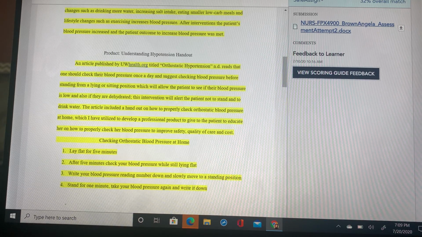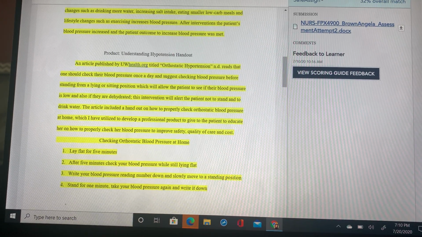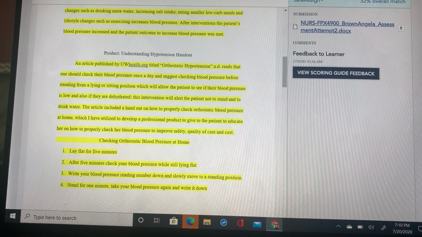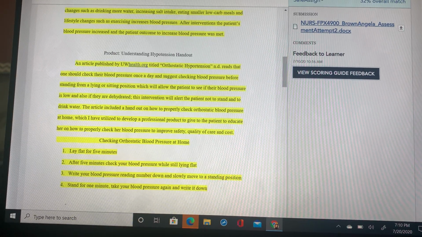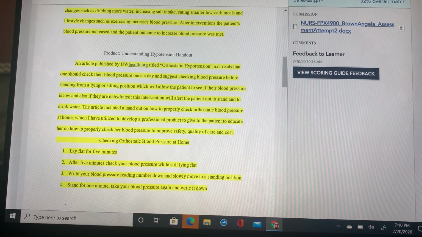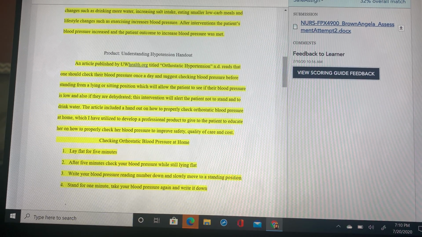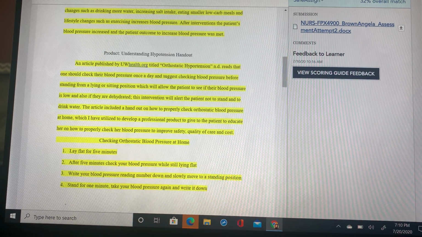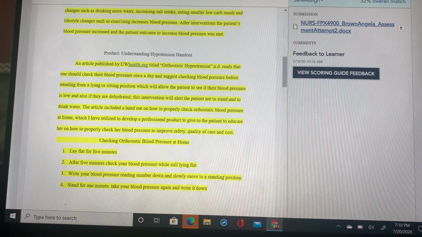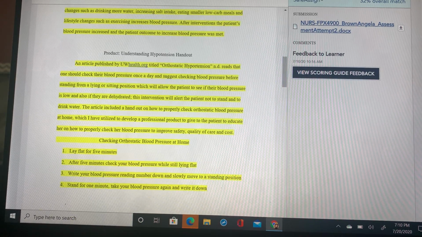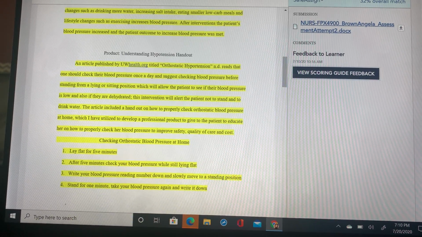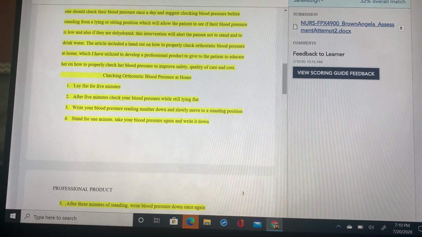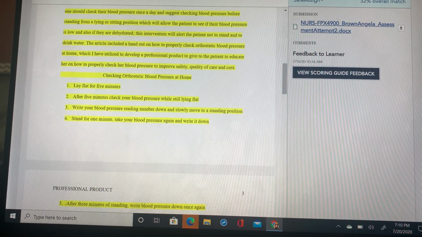The article included a handout. Like, I didn't just come up with this. So the article included a handout on how to properly check orthostatic blood pressure at home, which I have utilized to develop a professional product to give to the patient to educate her on how to properly check her blood pressure to improve safety, quality of care, and cost. So I didn't come up with this. This is evidence-based. So this should give me a 100% checking orthostatic blood pressure at home.